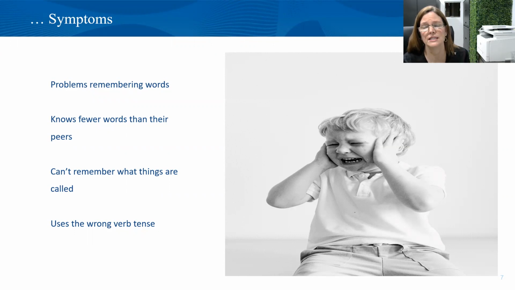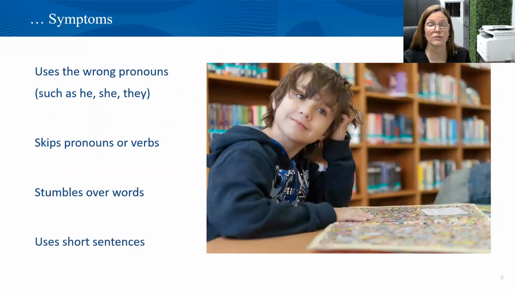So some of the symptoms might be problems remembering words, knowing fewer words than their peers. They can't remember what things are called, or possibly just use the wrong verb tenses, using the wrong pronouns a lot, such as he, she, they, getting them all mixed up. They might just skip them, or they stumble over the words, or they just use really, really short sentences all the time.